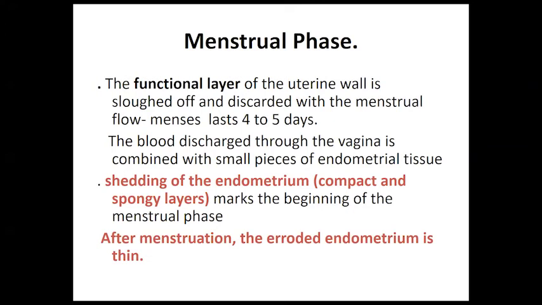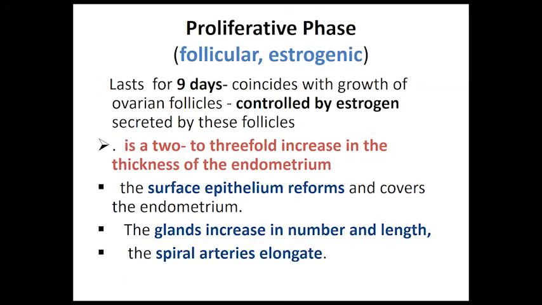The functional layer has 2 portions, the compact and the spongy. The compact to some extent is going to stay on, the spongy is shed off, and the basal layer stays on. After menstruation, the eroded endometrium becomes thin. That means the upper layers are shed off, so it becomes thin, and it has to go back to its normal thickness.